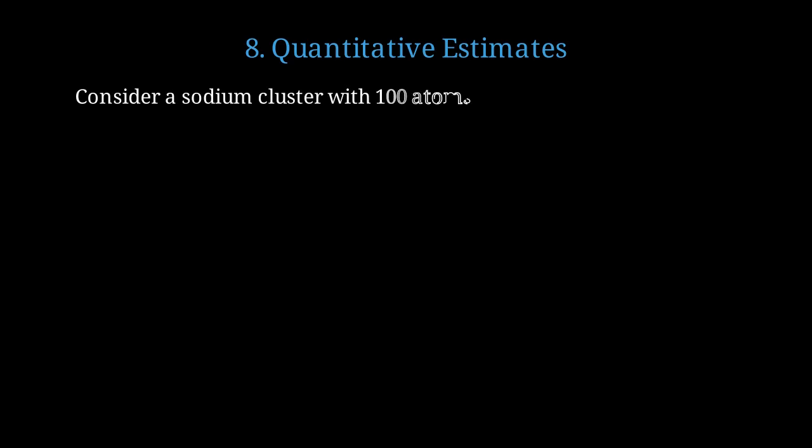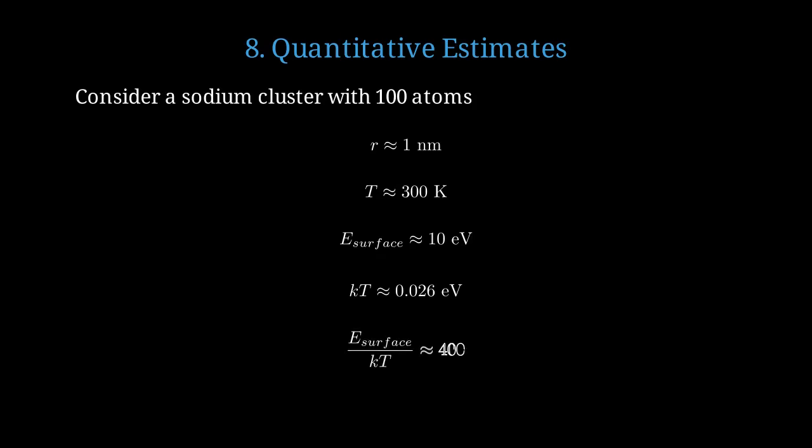Consider a specific example, a sodium cluster containing 100 atoms. This cluster has a radius of approximately 1 nanometer. At room temperature, around 300 Kelvin, the surface energy is approximately 10 electron volts. The thermal energy kT is about 0.026 electron volts. The ratio of surface energy to thermal energy is about 400, showing that surface effects completely dominate. This enormous ratio means surface energy completely dominates over thermal energy for such small systems.